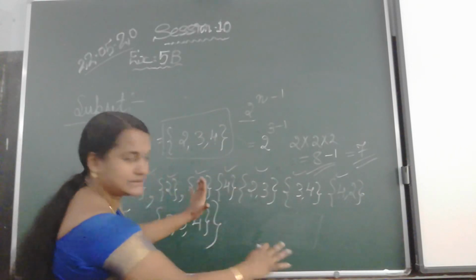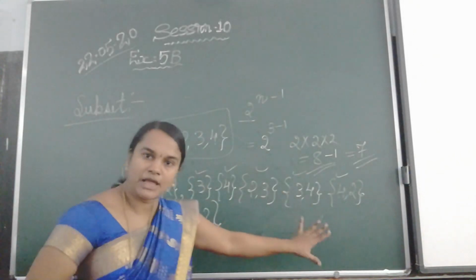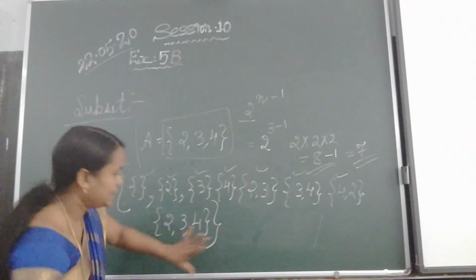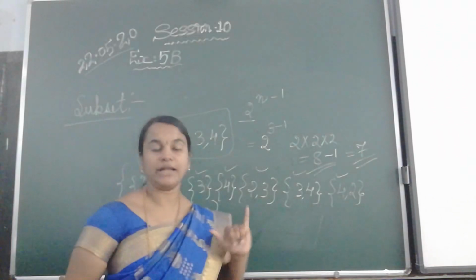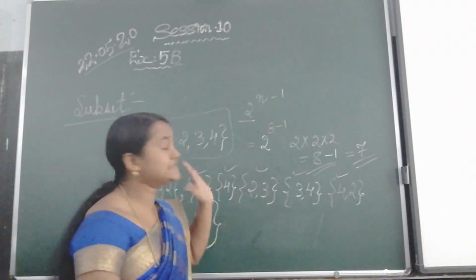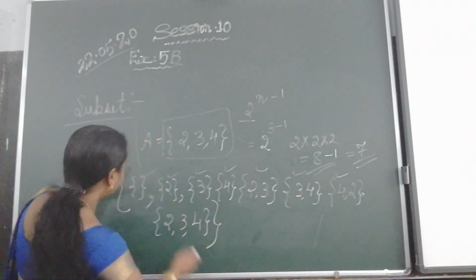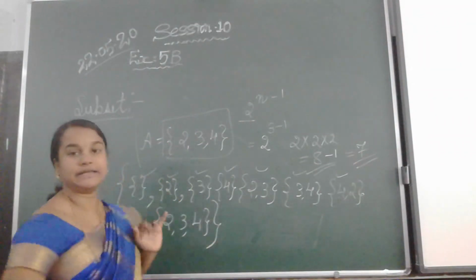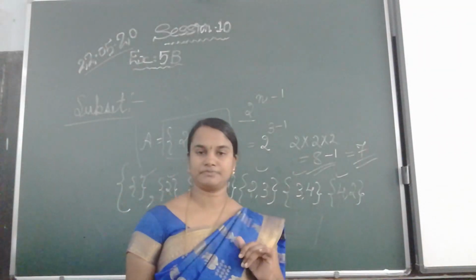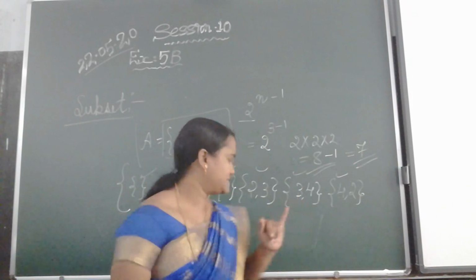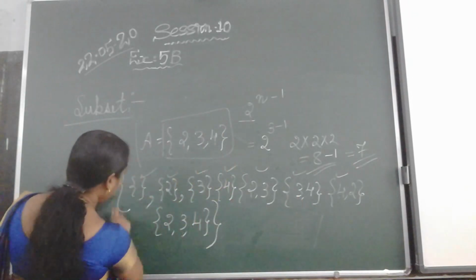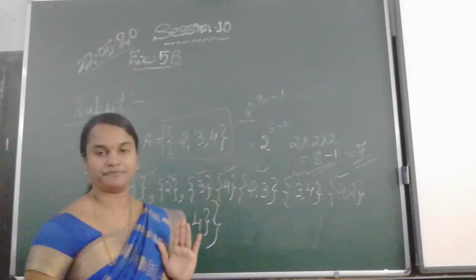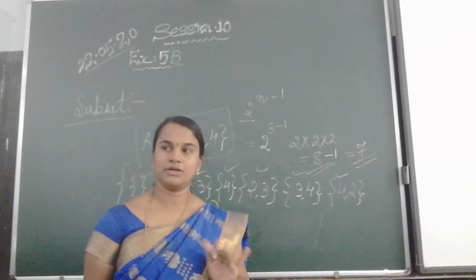First we write all the things inside the bracket, and one more extra bracket. If you don't give the extra bracket, it will become only the subset. When you give one more extra bracket, that is the power set. Clear? Power set means after that final one more bracket we are giving, that is the power set.